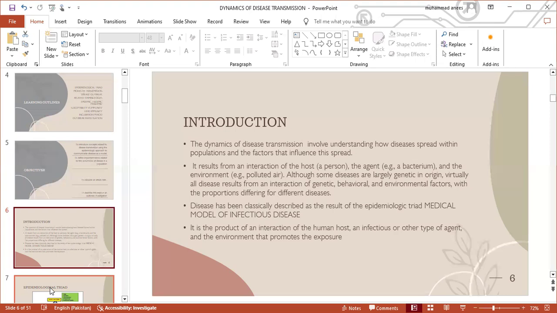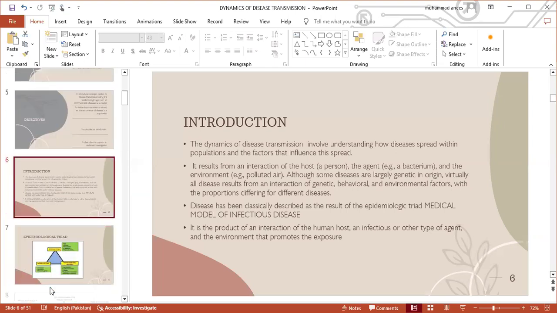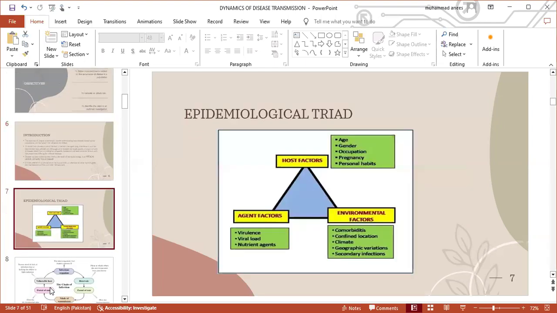Disease has been classically described as the result of the epidemiological triad. It is also known as the medical model of infectious disease. It is the product of an interaction of human host, an infectious or other type of agent, and the environment that promotes the exposure. This is the diagrammatic representation of the epidemiological triad, which shows the interaction between host factors, agent factors, and environmental factors leading to a particular disease.